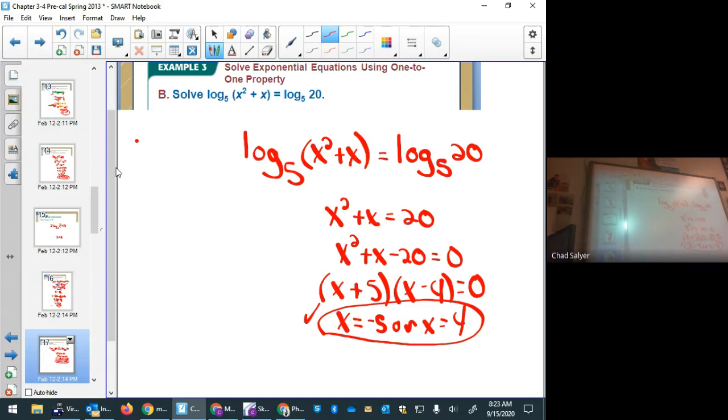This is challenging because it requires you to remember logs and their properties, and also how to solve a quadratic. Sometimes when a problem draws from several levels, it's more of a challenge. Questions about this one? Okay.